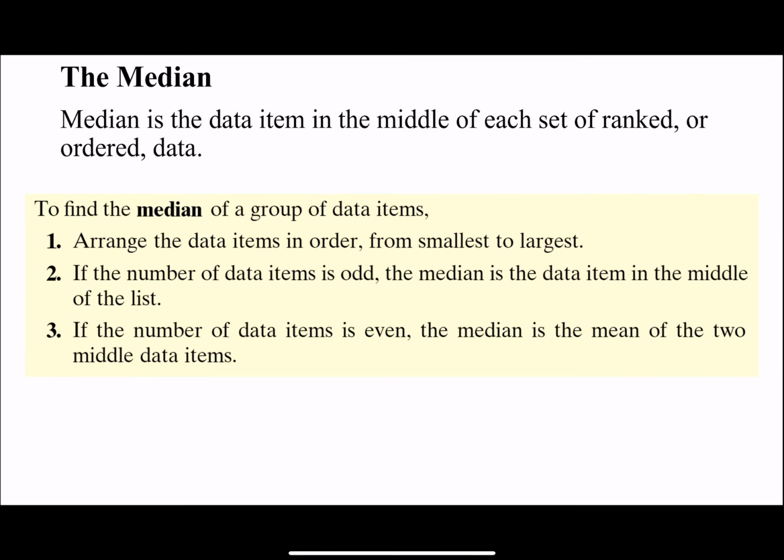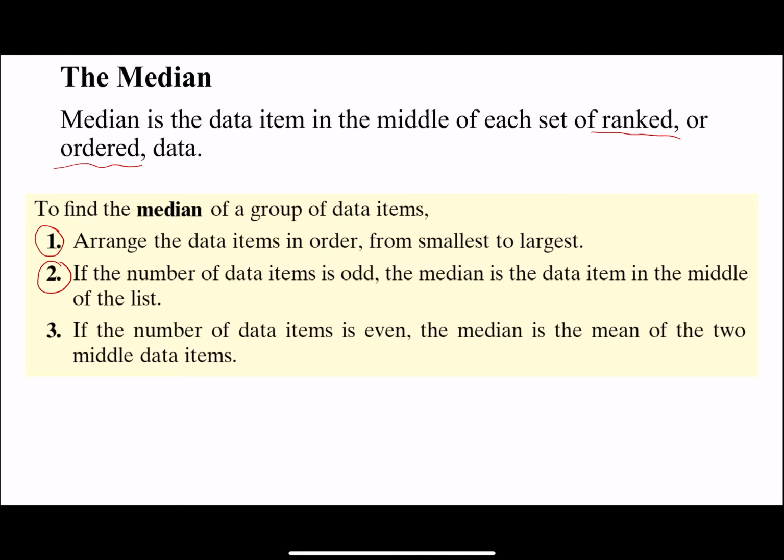Okay, the median. Another measure of central tendency is median. Median is the data item in the middle of each set of ranked or ordered data. Okay, ranked or ordered data. What does it mean? If you have a set of data items, first of all, you need to write them down in order from the smallest to largest. Okay? Then, see what data item is located right in the middle of your set.